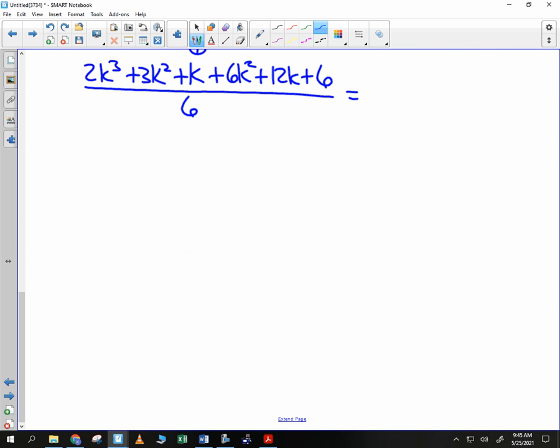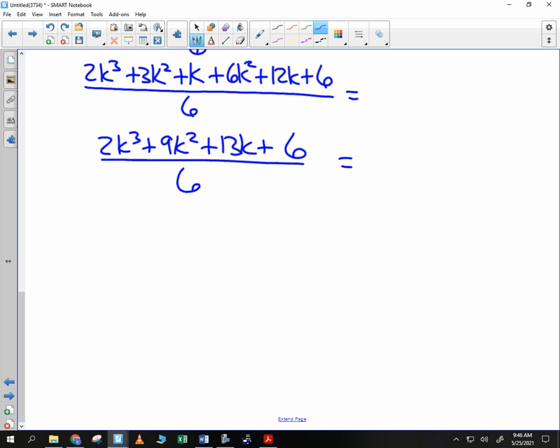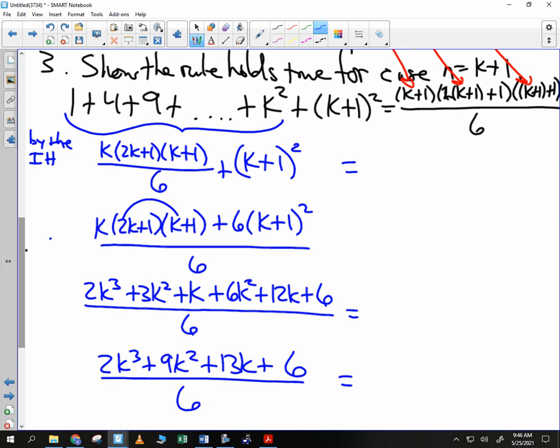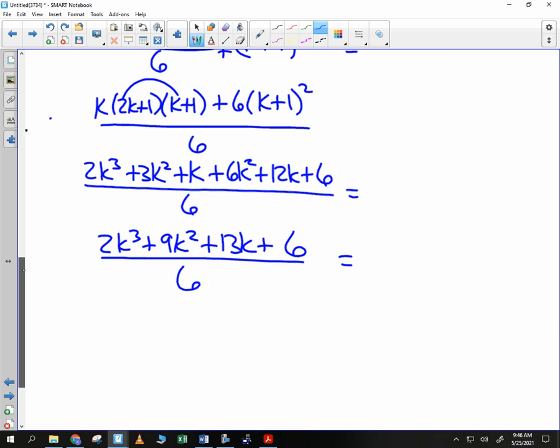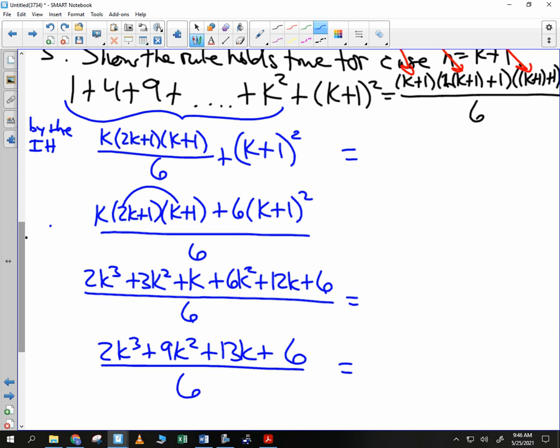All right. We can combine some like terms, can't we? 2K cubed plus 9K squared plus 13K plus 6, all over 6. Now, they're trying to tell us that factors to this. But I don't know about you guys, when I look at that, I don't see something that factors very well, do you? Fortunately for us, we know that one of the factors is K plus 1.